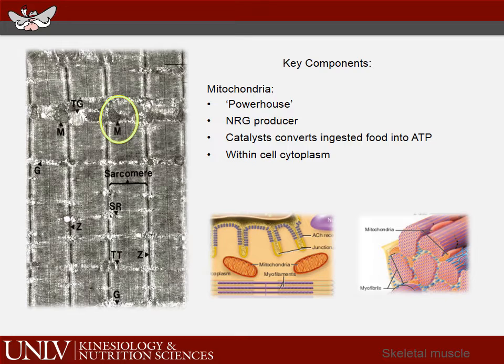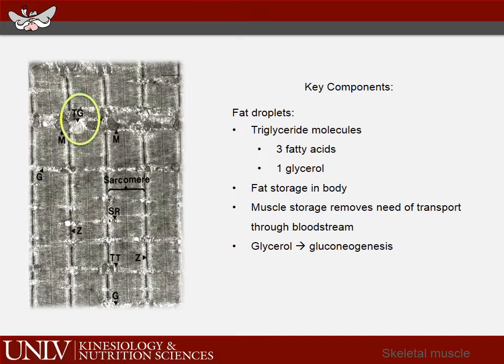It's important to know that the mitochondria are free within the cytoplasm of a cell, and these are just a couple other images to show you cartoonish depictions of what it looks like, and then in the scan of a muscle. So another key component that's within the skeletal muscle are these fat droplets. You'll see it labeled TG there in the skeletal muscle to the left. But a fat droplet is essentially a triglyceride molecule, which is the storage form of fat in the body.